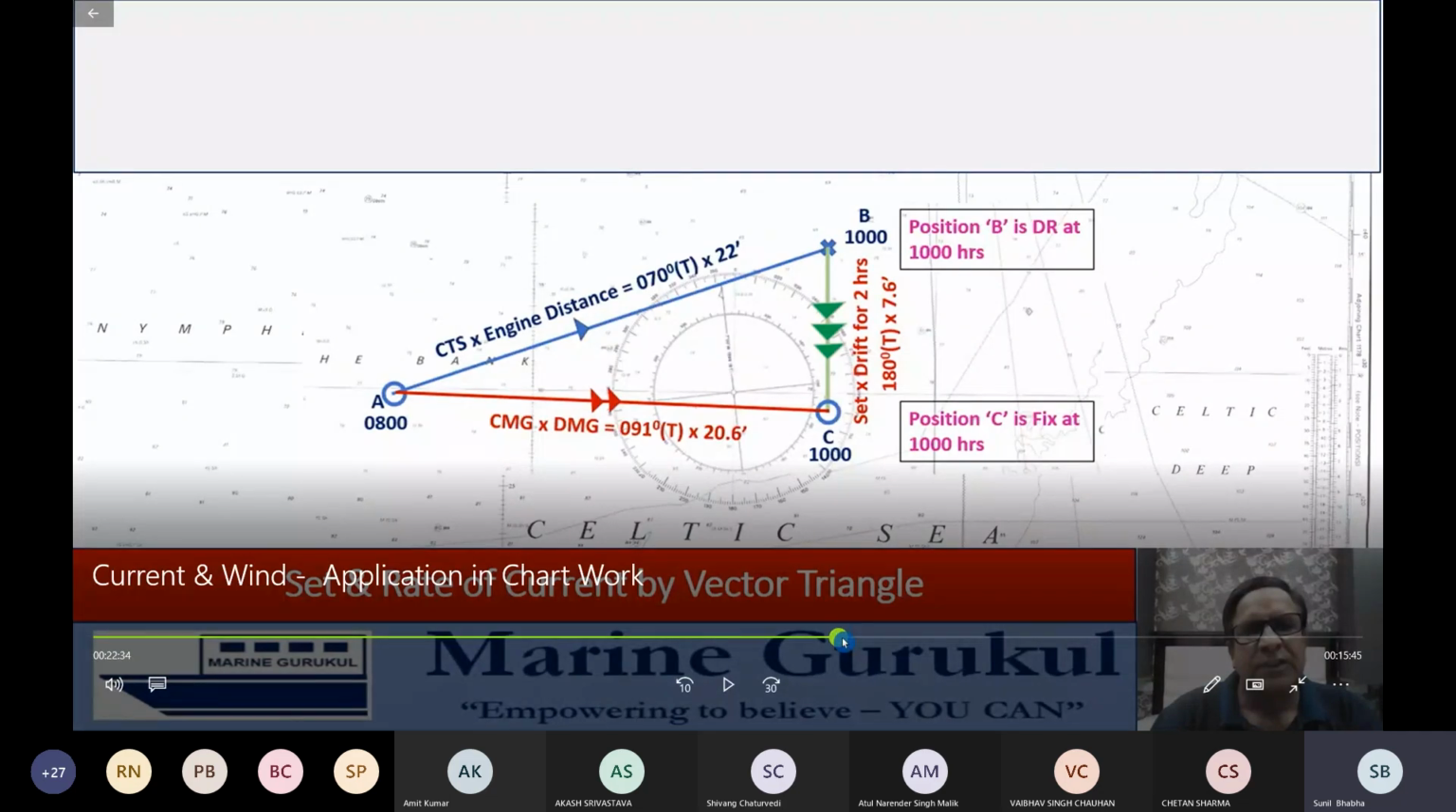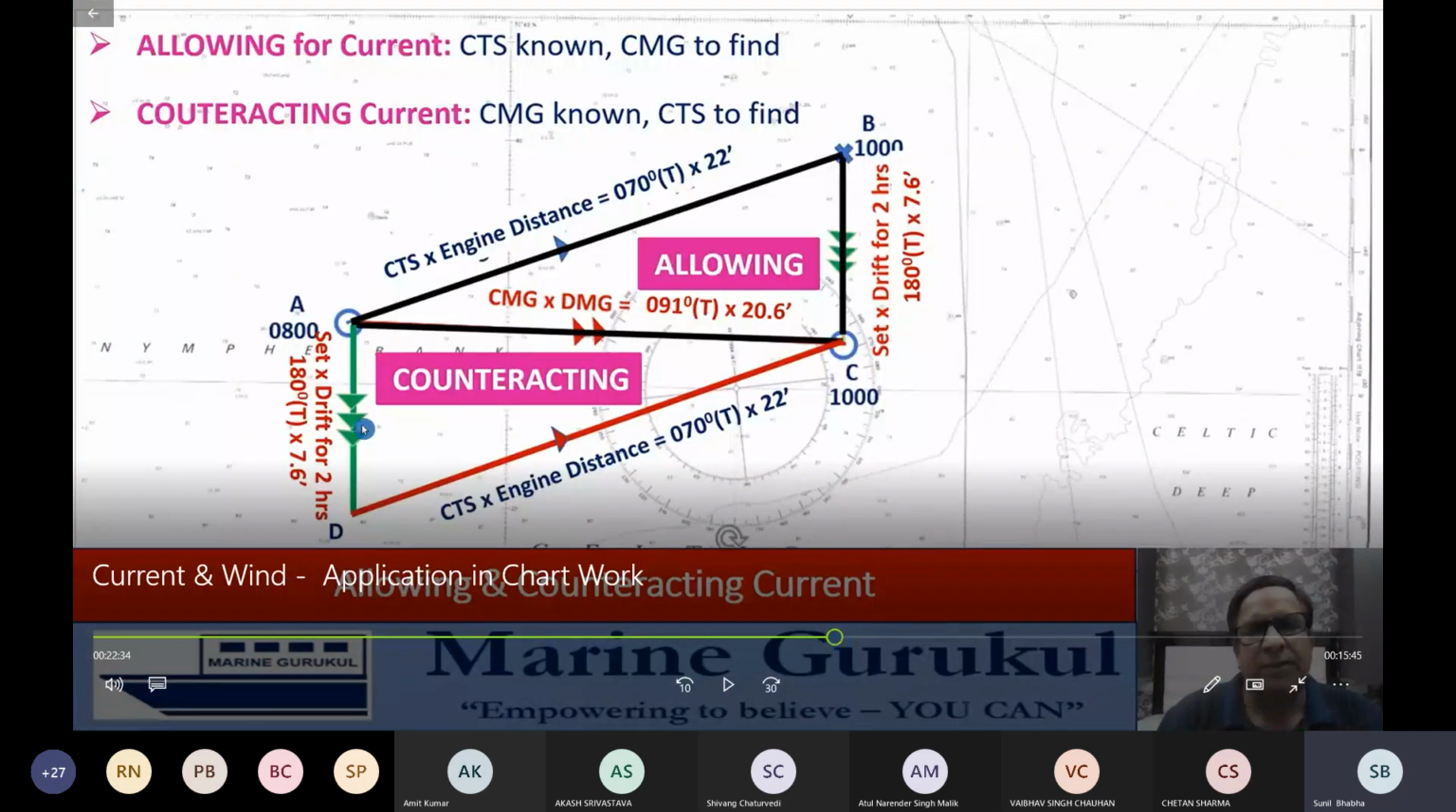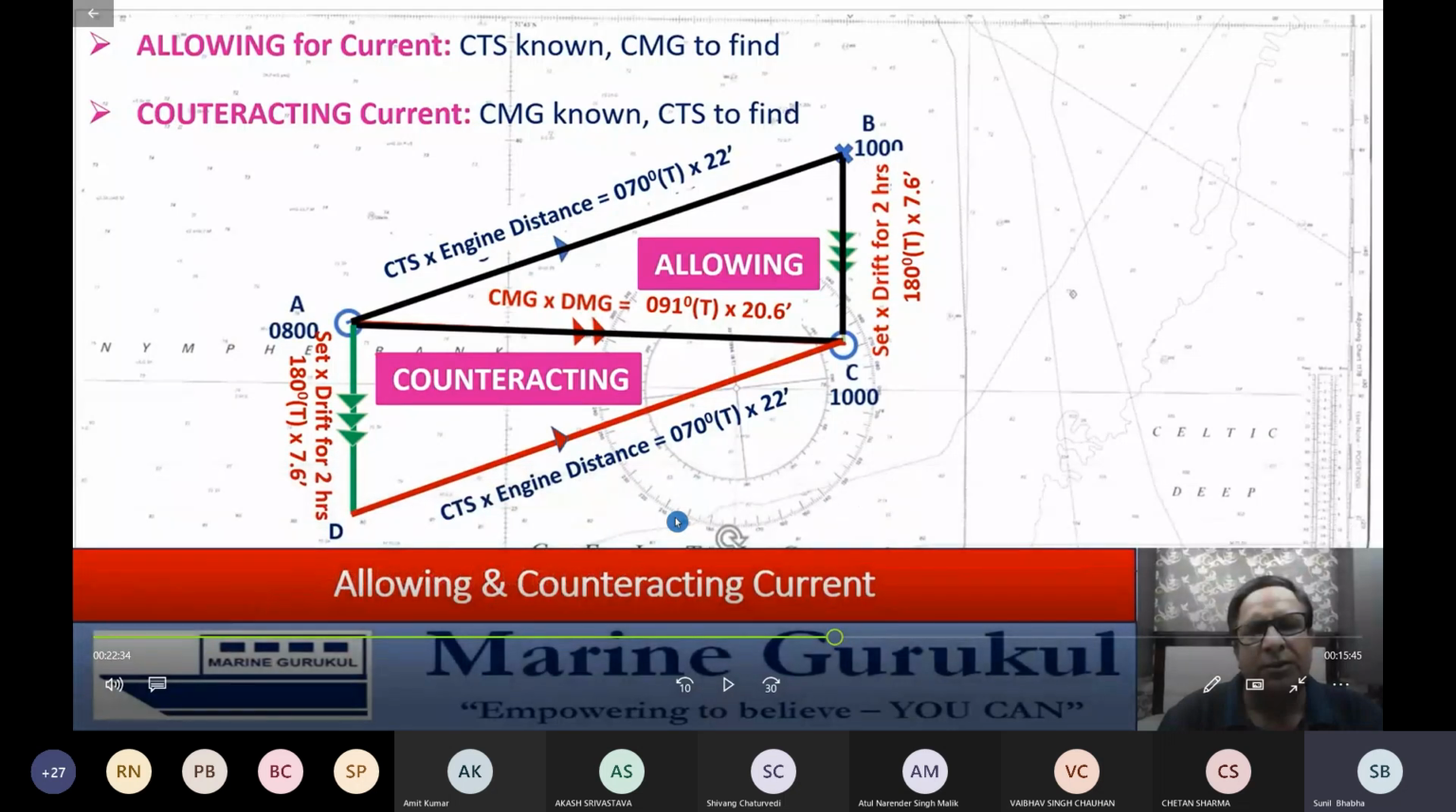Okay, Peter, I would recommend you just take a screenshot of this particular diagram and keep it safe with you. This will help you clear any doubts which you may have later on when you are doing these practical questions on the chart.